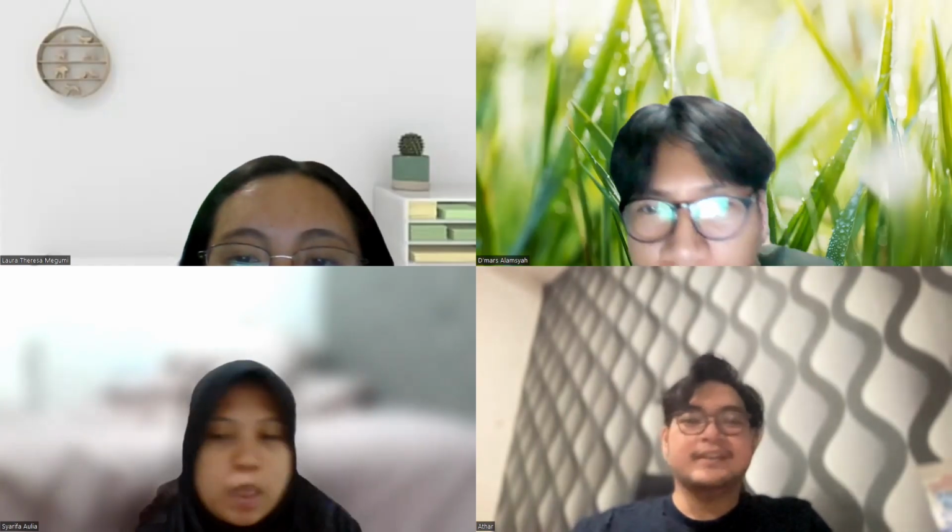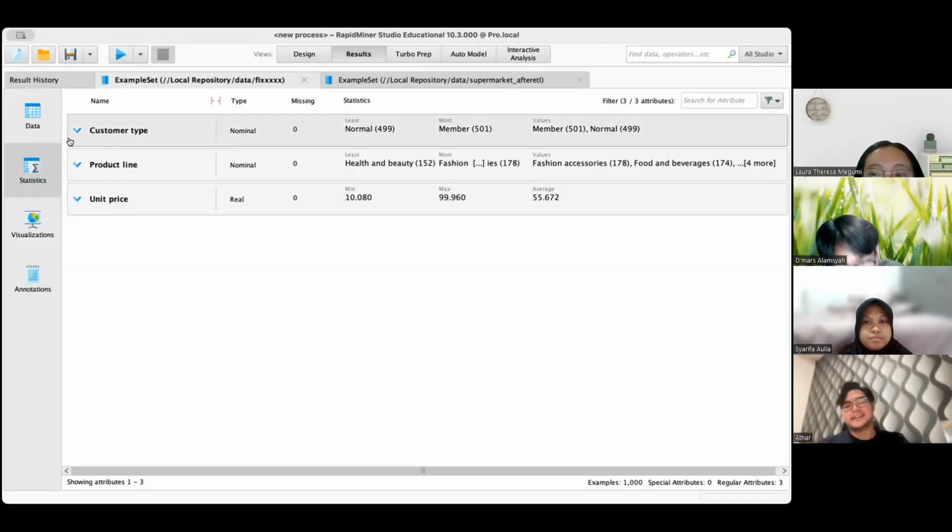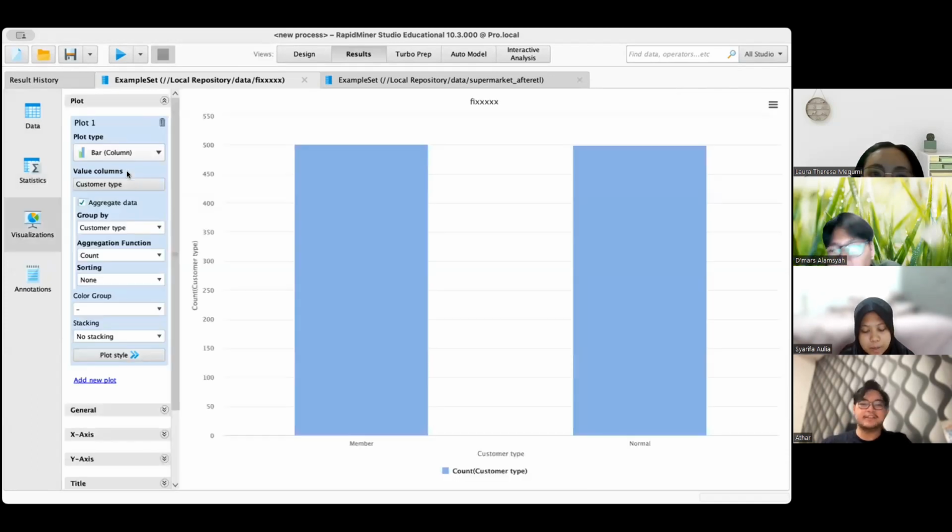Okay, so I will do the demonstration for the data mining. From the ETL result, there are three rows. The first one is customer type, the second one is product line, and the third one is unit price. Okay, I'm going to do the visualization. So the first visual for the product line, we'll use the bar plot type.